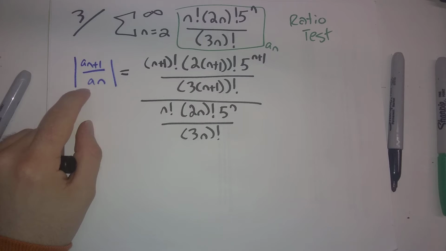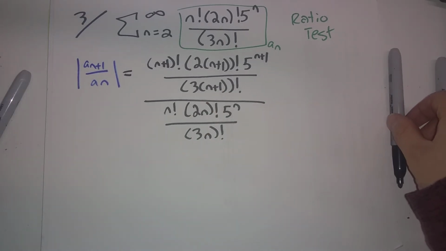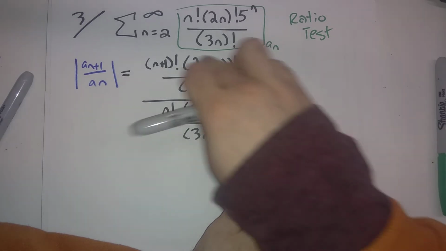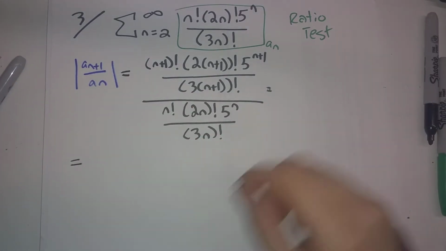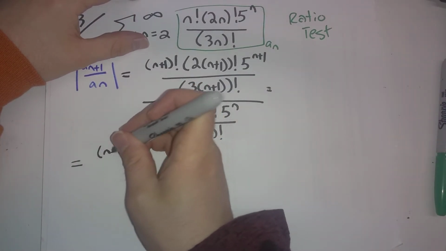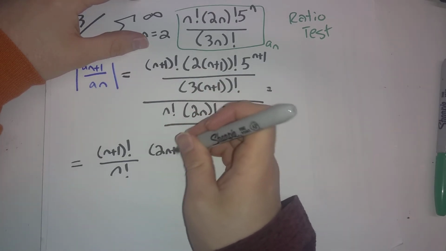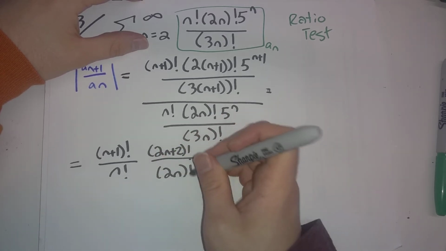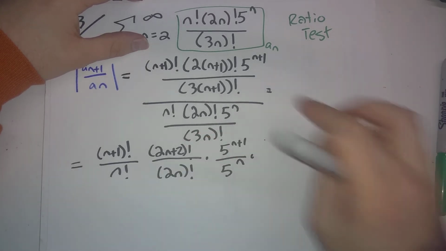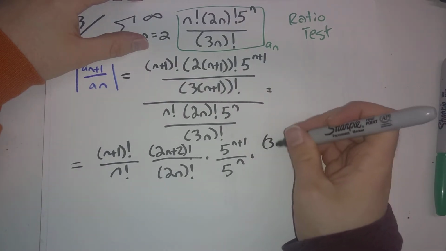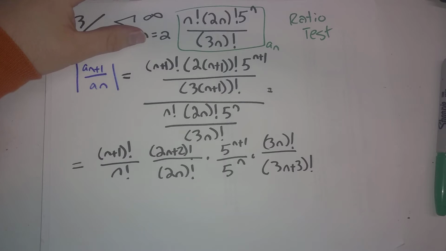Now, before I had absolute value bars, I'm just going to drop them because everything here is positive. Next, I'm going to rearrange this and group the terms that look alike together. So I have (n plus 1) factorial divided by n factorial. 2 times n plus 1, that's (2n plus 2) factorial divided by (2n) factorial. I have 5 to the n plus 1 divided by 5 to the n. The (3n) factorial gets flipped upstairs. And there's a 3, so 3 times n plus 1 is (3n plus 3) factorial, that's downstairs.